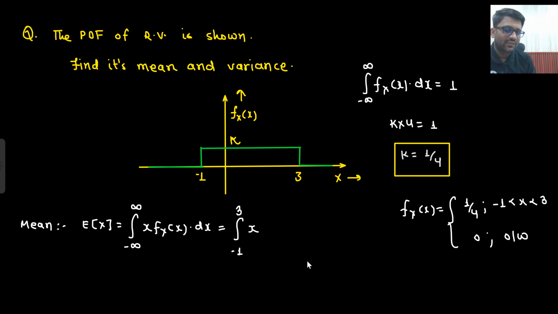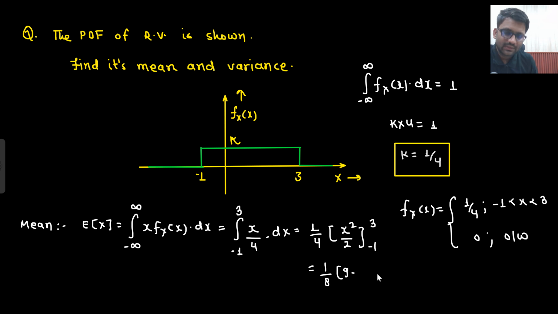There x will remain as it is because this is the variable x, but f_x(x) is 1 by 4 dx, right? So 1 by 4 into x square by 2 from -1 to 3. So 1 by 8 into (9 minus 1). So mean is coming out to be 1. So what is the mean? Here I can write down expectation of x, or sometimes you represent it as mu x, or sometimes as x bar as well. Mean of random variable x, that is coming out to be 1.